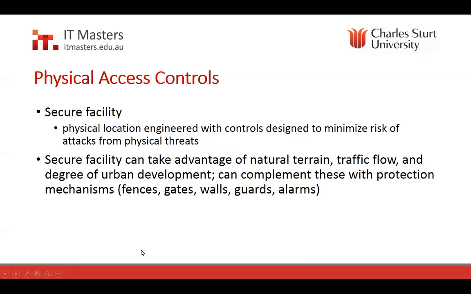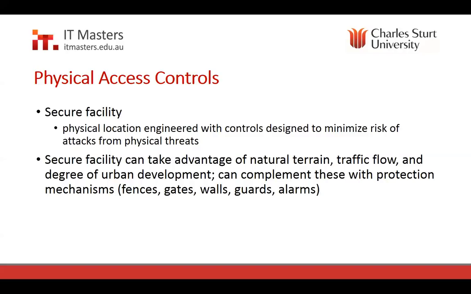So physical access controls, there are lots of them. Lots and lots and lots. So, a physical location engineered with controls designed to minimize risk of attacks from physical threats. That's what we're talking about in describing a secure facility. It's a physical location that is engineered with specific controls which are specifically designed to minimize or reduce the risk of attacks from physical threats. That could be any number of physical threats or any number of those conditions or items we were talking about earlier. And we'll talk more about it as we go on.